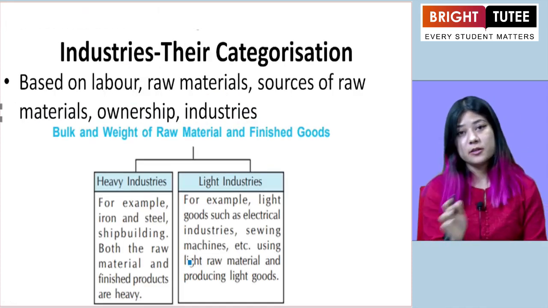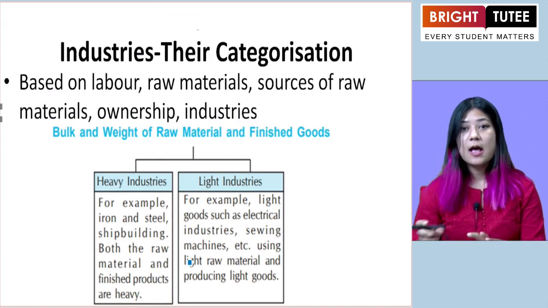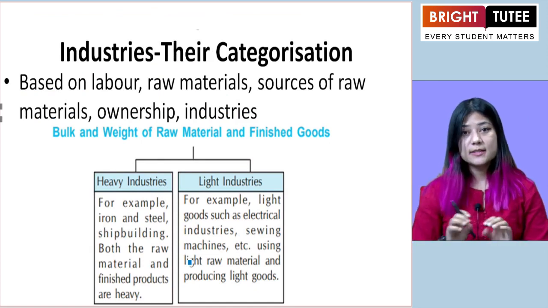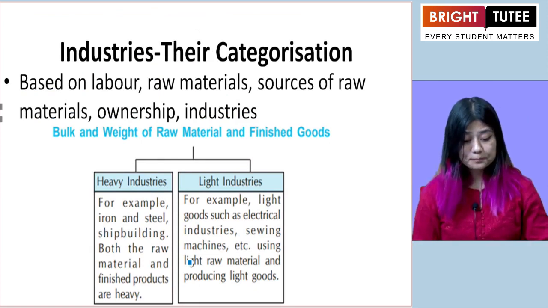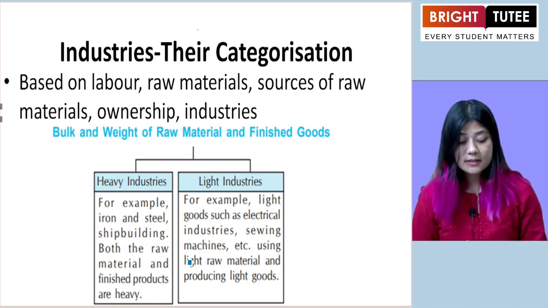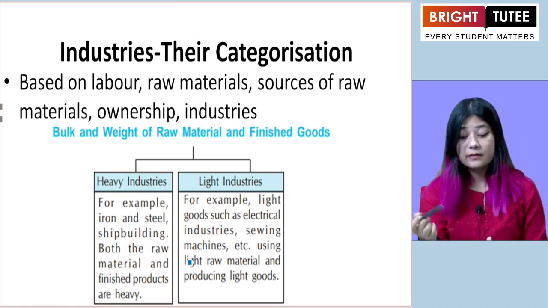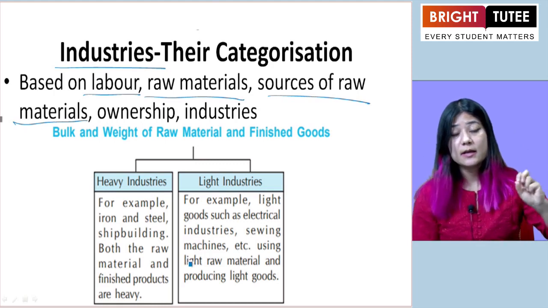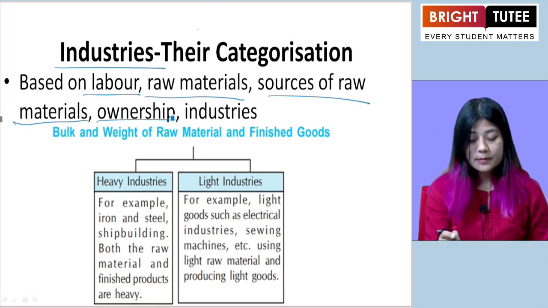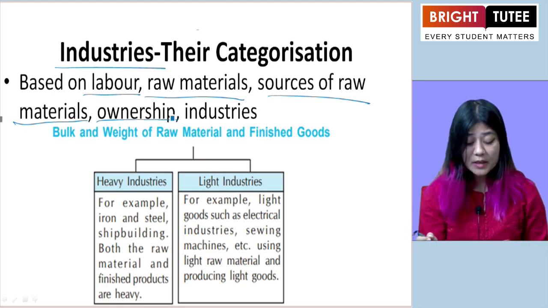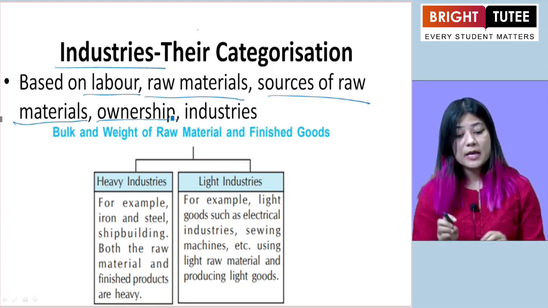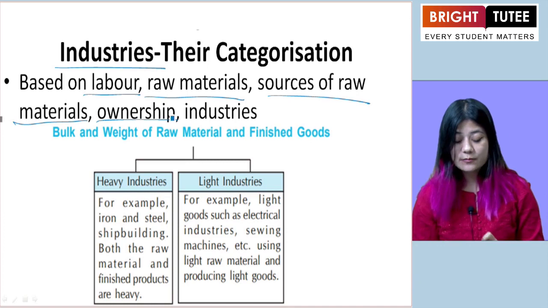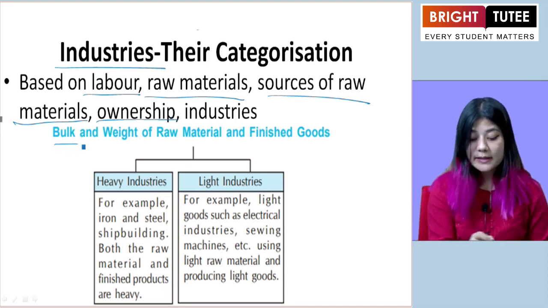Now, some of the types of industries, their categorization, how we can categorize them on the basis of what. Industries can be divided based on availability of labor, raw materials, sources of raw materials, where the raw materials can be obtained from, and ownership of the industries. All these help in the categorization of industries. So the first category that we are going to see is based on bulk and weight of raw materials.